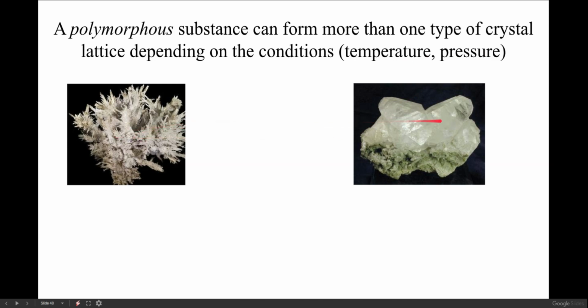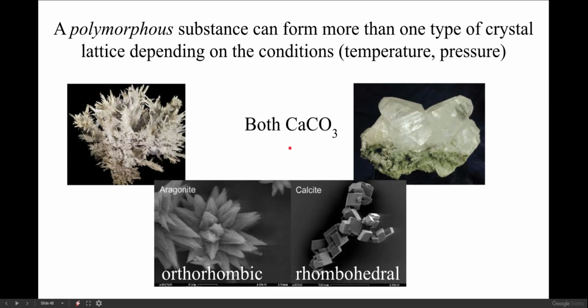And so you might look at these two crystals and they look completely different, but they're both calcium carbonate. And the difference is one crystallized to be orthorhombic and the other crystallized to be rhombohedral. I like this one because I think it looks like a transformer. But calcite and aragonite are both minerals that are exactly the same thing, calcium carbonate.